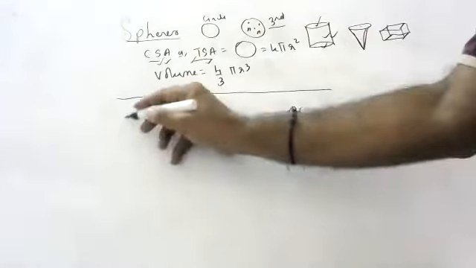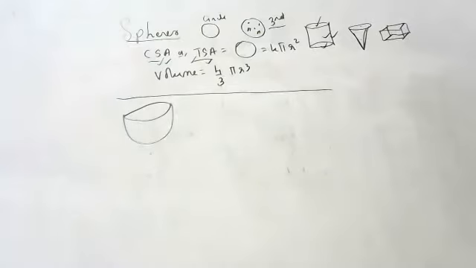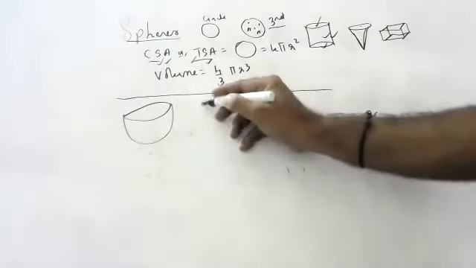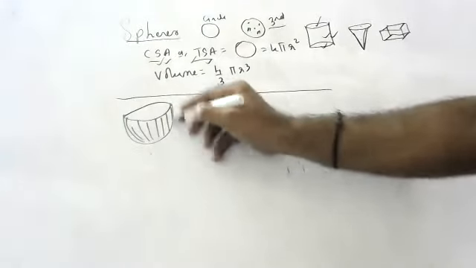Now, if I take a hemisphere, when you cut your watermelon, how does it look like? If you take a hemisphere, for a hemisphere, CSA is this, children. This whole thing is called CSA.